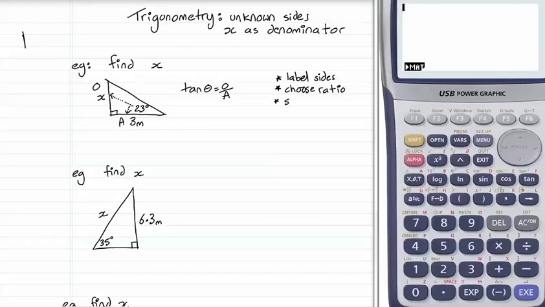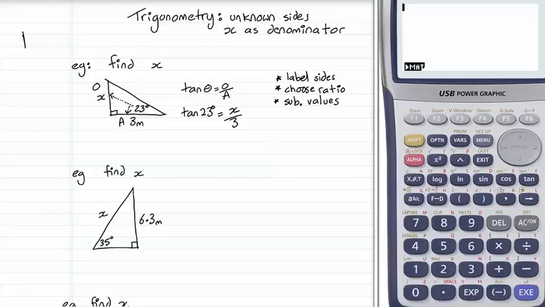My third step, whether I'm finding angles or sides, is still the same. I substitute in my values. I know the angle, so tan of 23 degrees equals opposite over adjacent. That is x over 3. Now, this sort of question we've learned how to do.